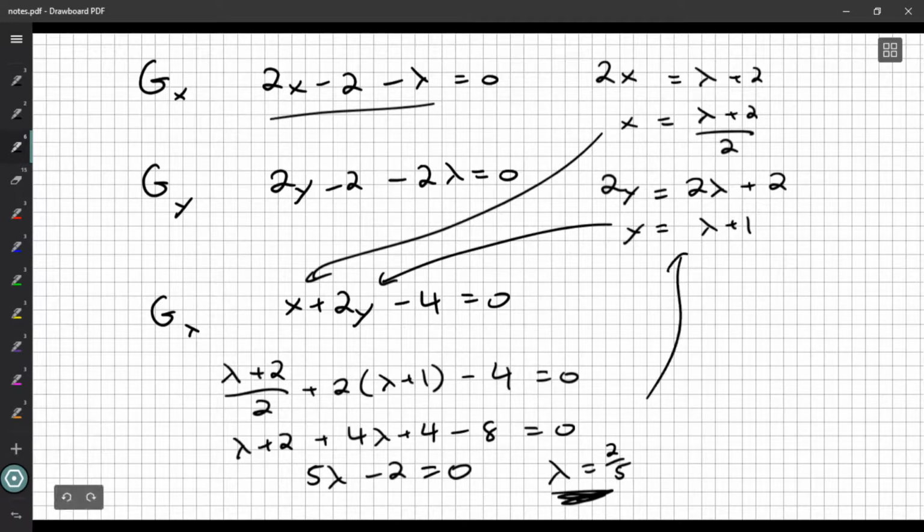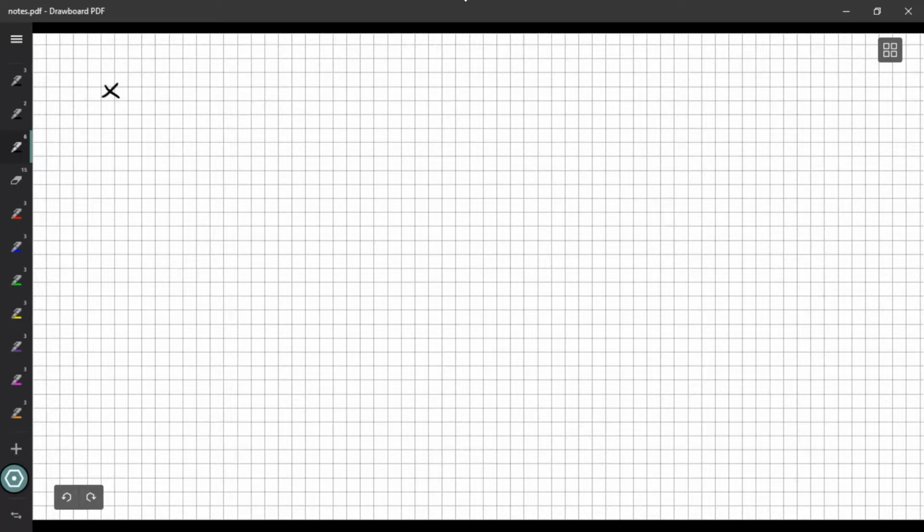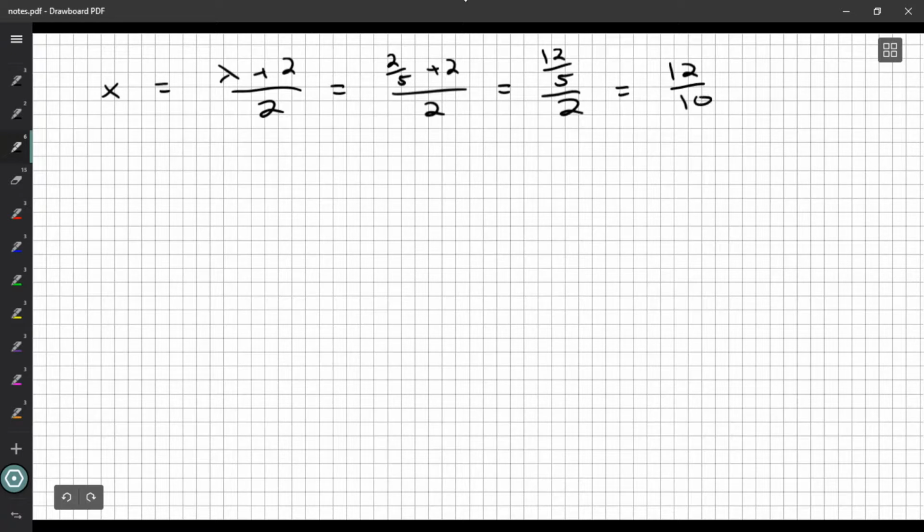But now that we've got lambda, we can get x and y. So x was lambda plus 2 all over 2. We just said lambda is 2 over 5, so we plus 2, we divide by 2. 2 is 10/5. So we'll have 12/5 over 2. Okay, and that's 12 over 10, so that's 6/5. So any critical points we have, x will have to be 6/5.